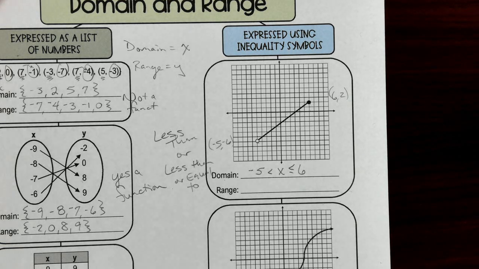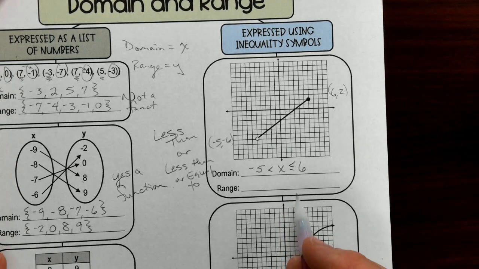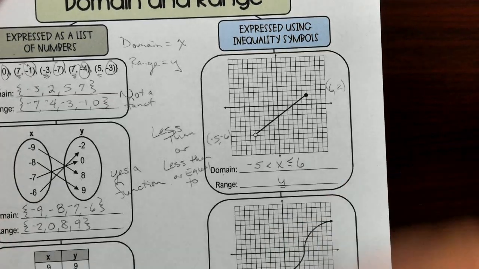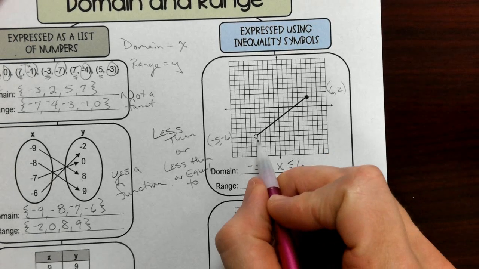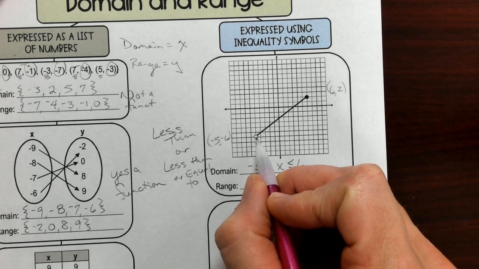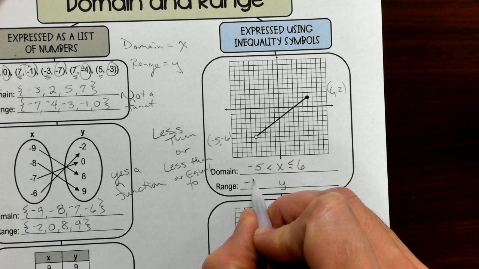Okay, now we're going to go to the range. So again, the range is the y variable. Instead of there being an x here, there will be a y here. Now I'm going to read the graph from bottom to top for the range. The lowest point on the graph is going to be right here, same point. But again, the range is the y value, so it's -6.